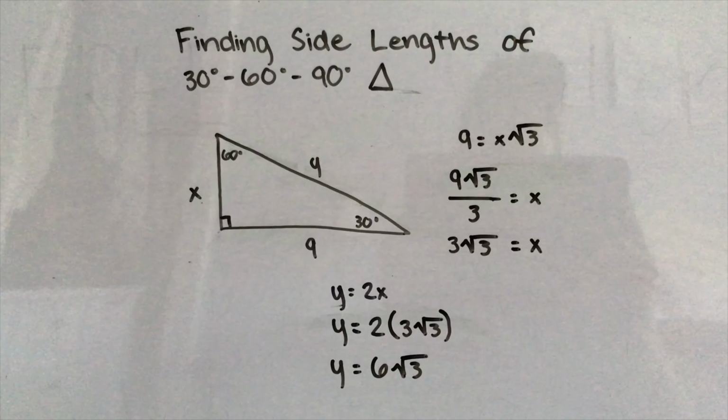Now that we have found our x, we can now solve for y, which is our hypotenuse. We are going to use the equation y equals 2x and use our 3 radical 3 to substitute into the x. And when you multiply that by 2, our y should come out to 6 radical 3.